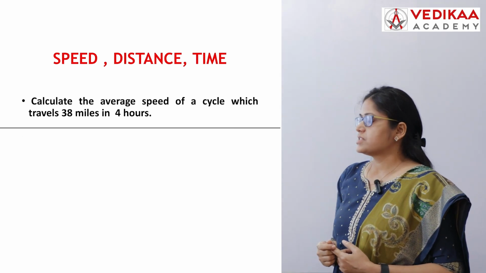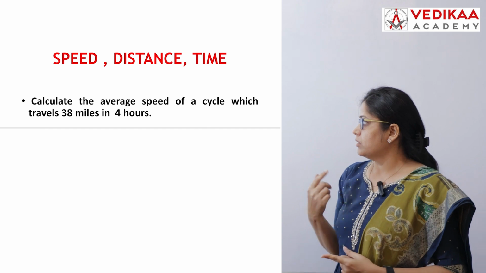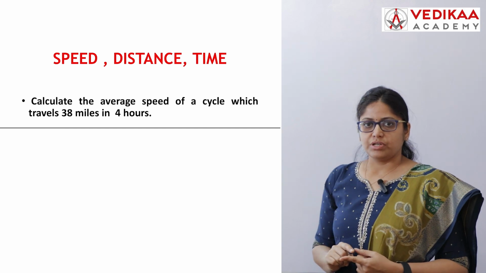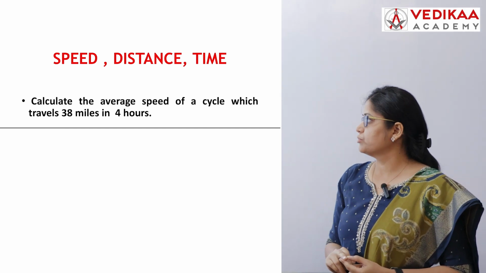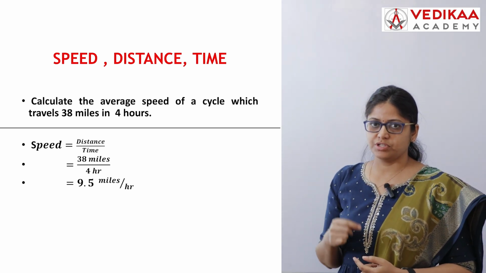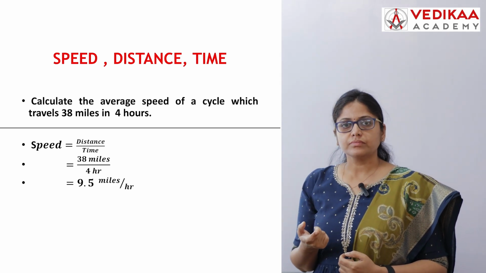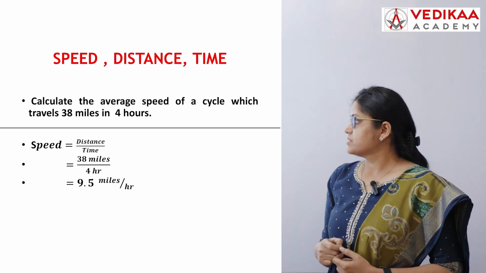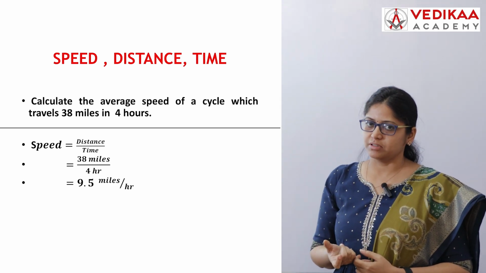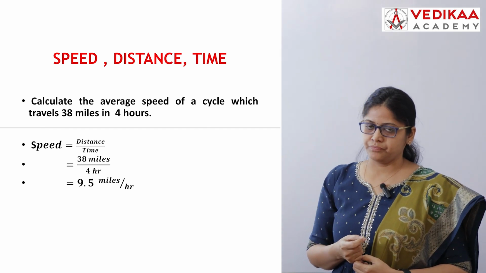You have to calculate the average speed of a cycle which travels 38 miles. Now the distance is given to you in miles, and the time is given as 4 hours. So you have to calculate the speed. We know that speed is equal to distance upon time. So just substitute the values and calculate the speed. Now what is the unit of the answer? The unit of the answer is miles per hour, because distance is given in miles and time is given in hours. So your final answer will be equal to 9.5 miles per hour.